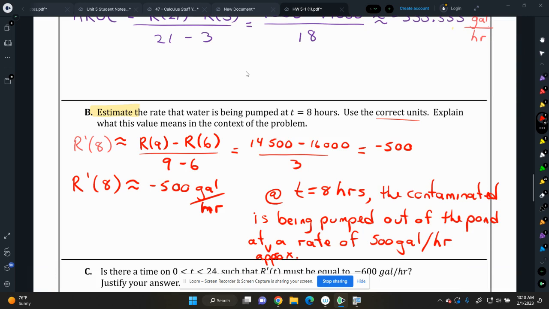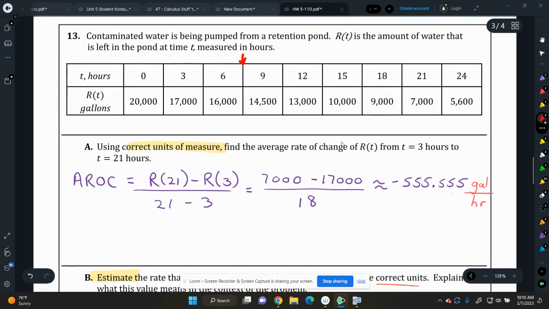Okay. Is there a time on the interval from 0 to 24 such that R prime of t must equal negative 600 gallons per hour? Well, is this intermediate value theorem? Why do you say it's the intermediate value theorem? Because if we know something is negative 500, then you take one earlier and it's a higher number. According to IVT, and one's lower than that, and it's a continuous function, it has to go through that point.